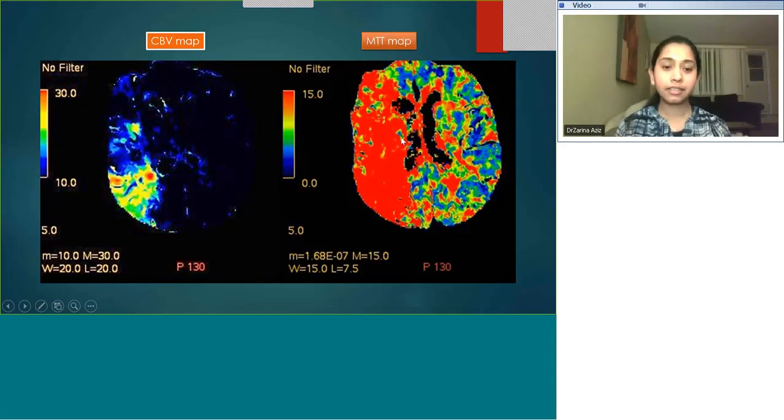Similarly, another example of a right MCA stroke, where you can see a large area of defect in the MTT map. The MTT map is almost similar to the cerebral blood flow map. You can see that the penumbra is involving the entire MCA territory. But when you go to the CBV map, there is a region of decreased CBV anteriorly and increased CBV posteriorly. So it is this region which is at risk of ischemic core, and the rest of the region is still showing good cerebral autoregulation.